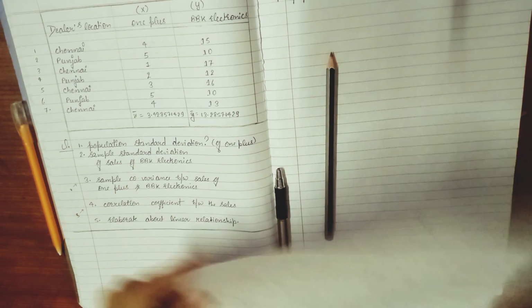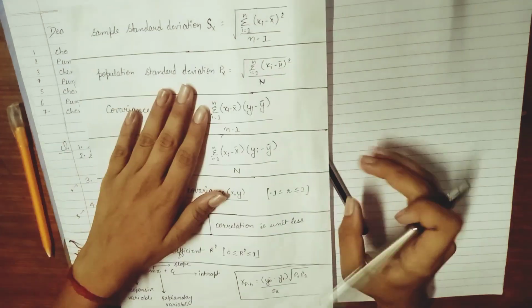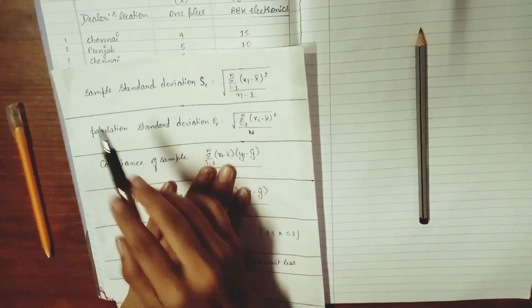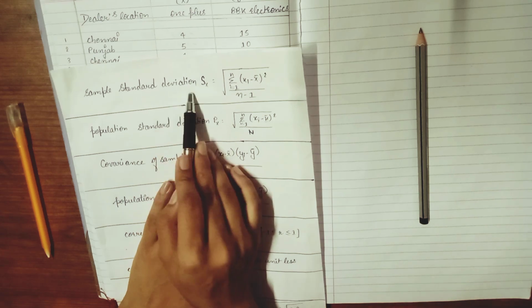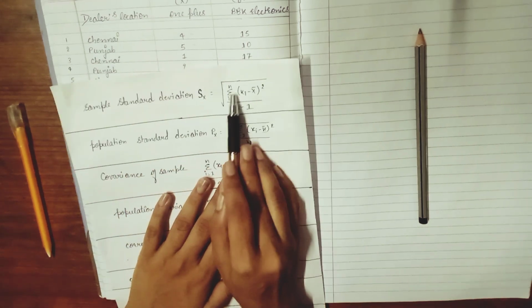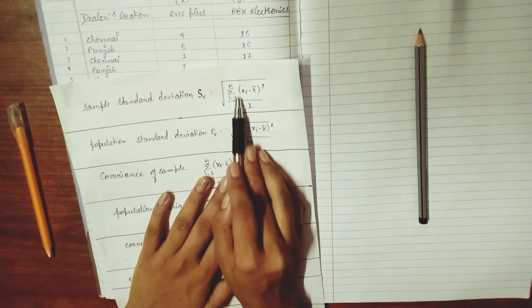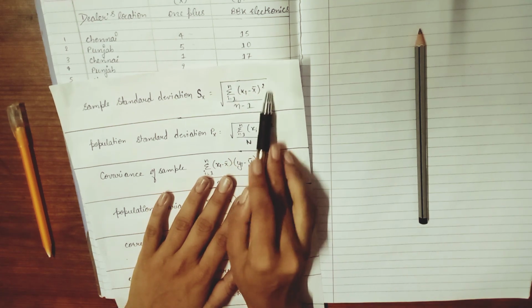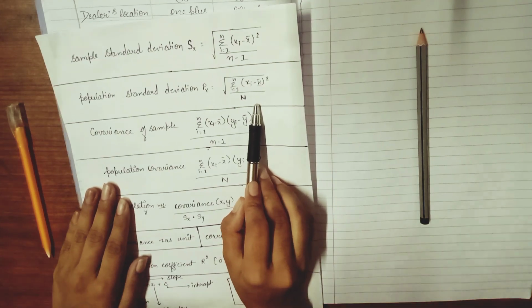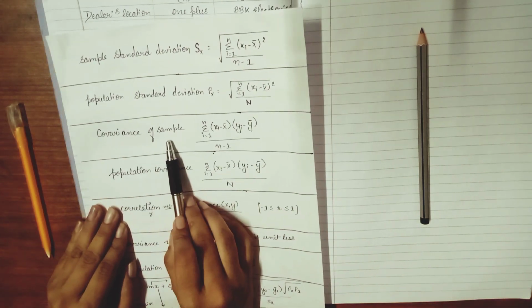So there are some formulas that we will require in order to calculate whatever is being asked. The PDF of all formulas is there in the Telegram group also. Here the sample standard deviation Sx is equal to the square root of summation of i equals 1 to n of (xi minus x bar) whole square upon n minus 1. Similarly we have the formula for population standard deviation.